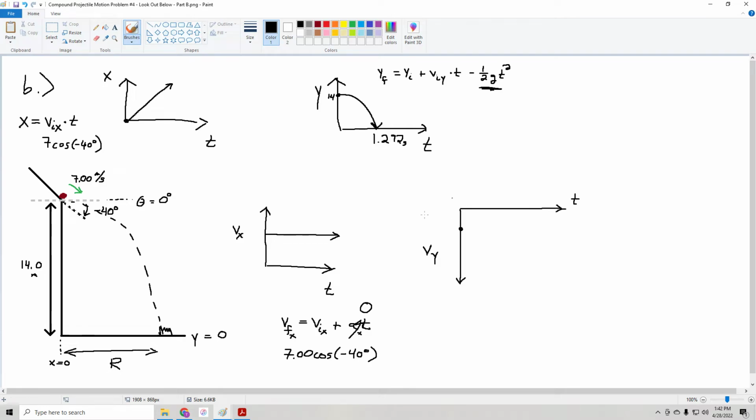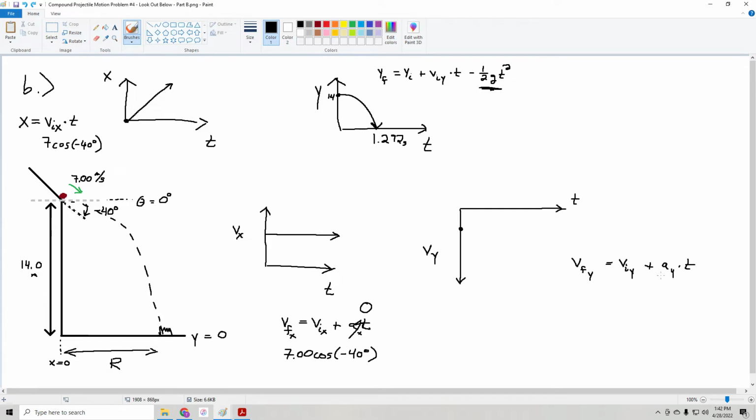And we know that if we use the same equation that we used here, v final in the y is equal to v initial in the y plus a in the y times t. There actually is an acceleration in the y direction. It's gravity, right? There's no sideways gravity, but there is vertical gravity. So here, our graph is actually going to take on a different shape compared to the last one.